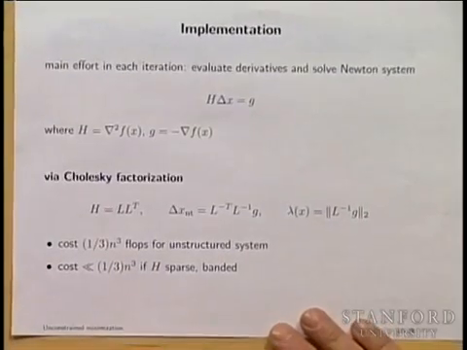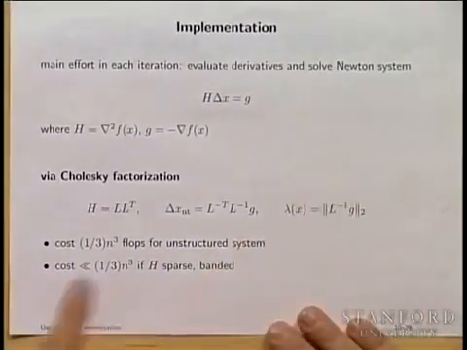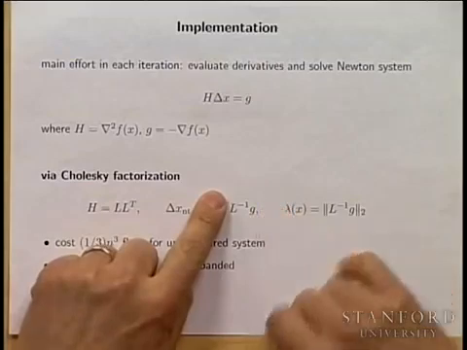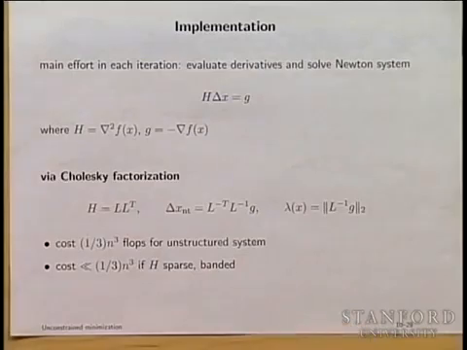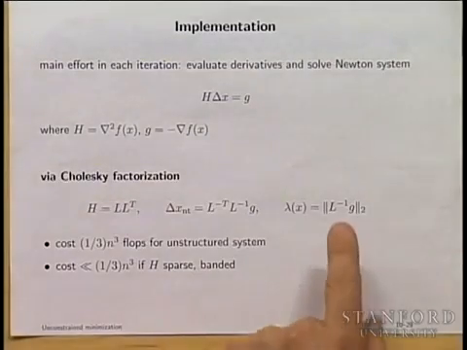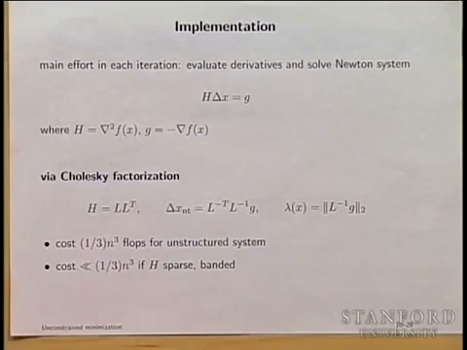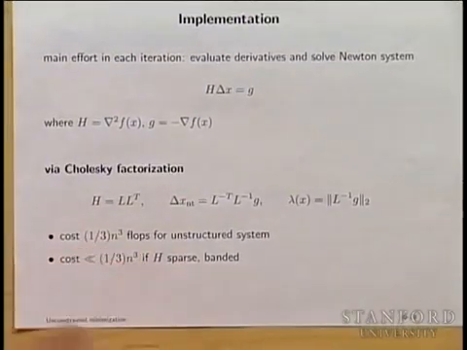And then, as you're doing various calculations, for example, you get lambda is the norm of L inverse G. So when you actually do this, if you did a real implementation, you would find out that some of the things you're computing anyway are useful, like you'd get lambda here. And the cost is 1/3 n cubed flops.